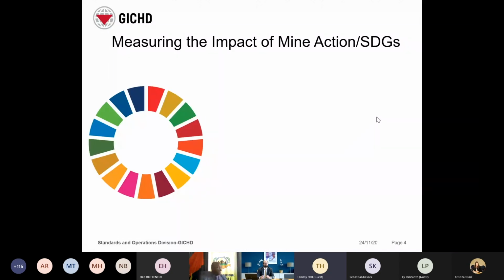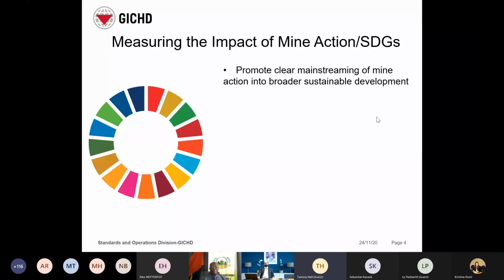Just coming back to impact a bit, the GICHD recently authored with the UNDP a document called Leaving No One Behind, Mine Action and the Sustainable Development Goals, that looks at a number of areas where Mine Action supports the Sustainable Development Goals. And I think a lot of these areas relate to finding common counting rules and measurement for how Mine Action is affecting beneficiaries. They note that there's a need to promote mainstreaming of Mine Action into broader sustainable development. I feel that that is related to this issue of beneficiaries.